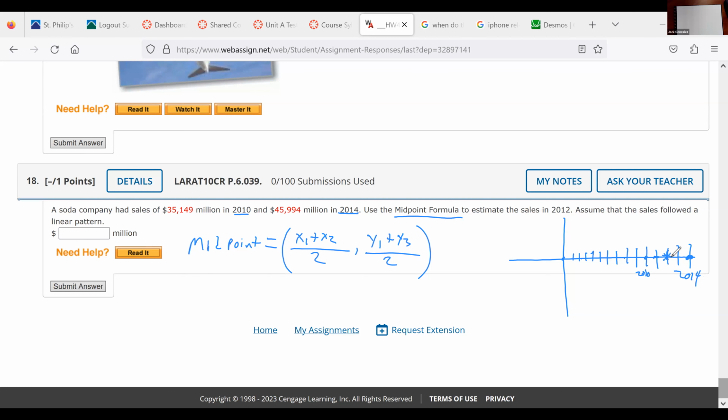So the Y values are your money. Just add them together and divide by 2. That should give you the Y value, which would be in the middle of both those times, both those years. Does that make sense?